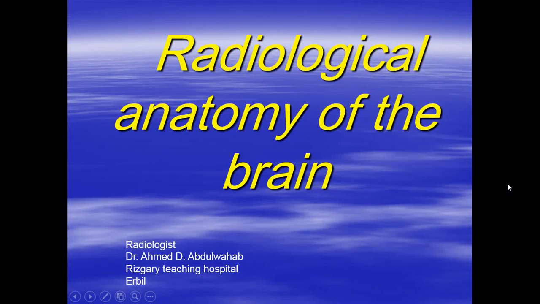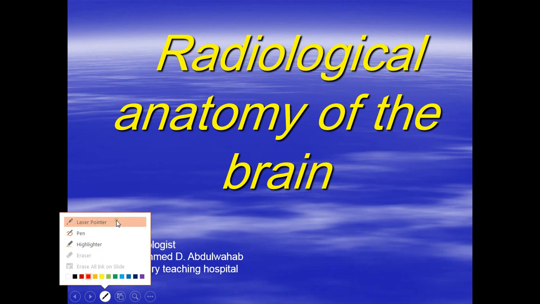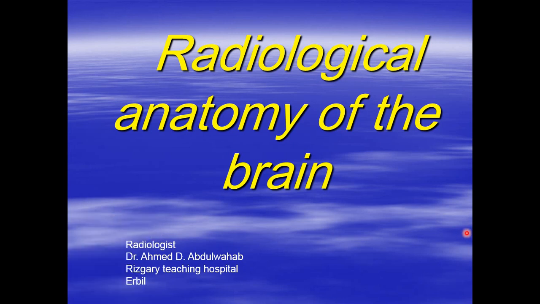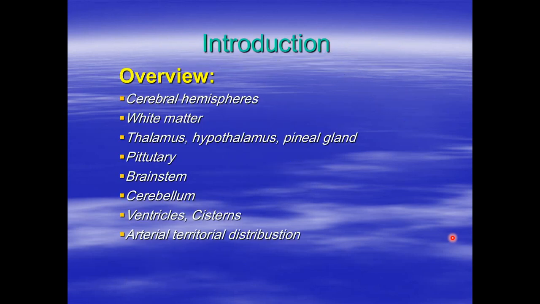So good evening everyone. Today and the next few sessions we will have a rather long presentation on the radiological anatomy of the brain, since we all know that the brain is a very complex anatomical structure with a lot of parts and details and things that we need to know. We have to have a good idea about the radiological anatomy of the brain in order to give a good description when we have any case of a brain MRI.